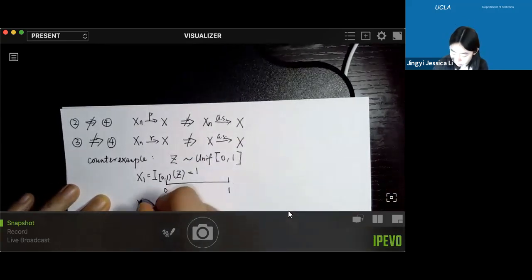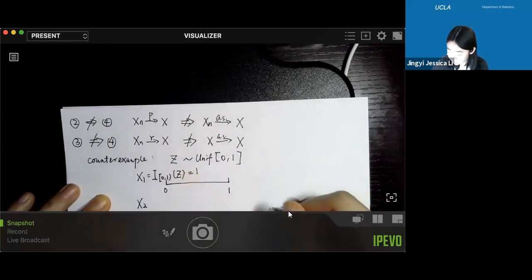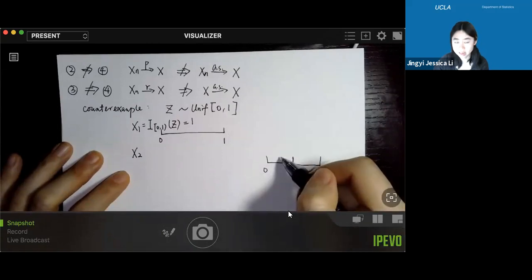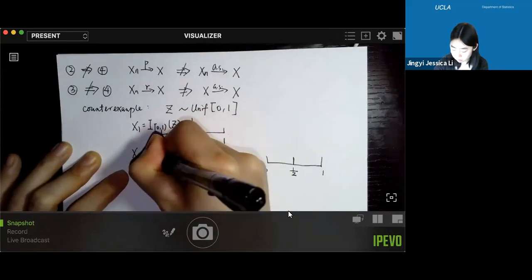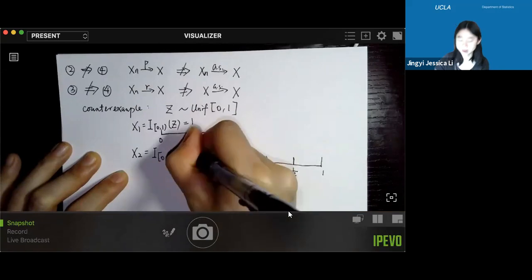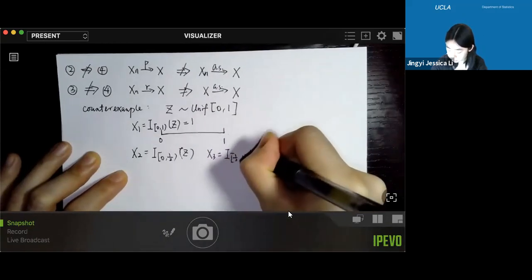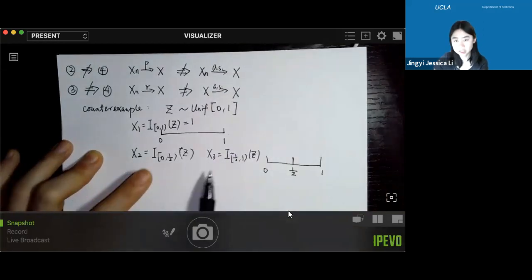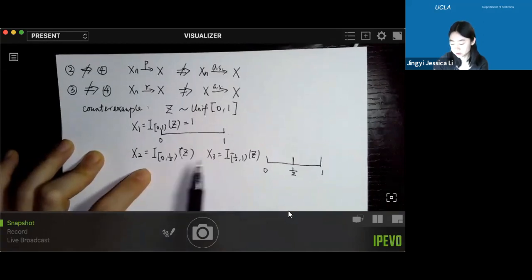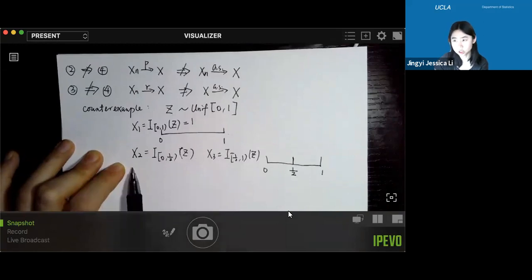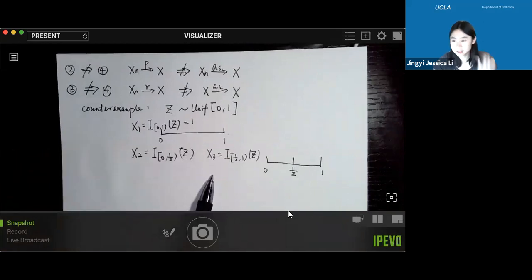And then I do my construction as follows. For x2 and x3, I will split the interval 0 to 1 into two halves. Whenever z falls in the first half, 0 to 1/2, I give x2 the value 1. And x3 is for the second half of the interval. You see, these two cannot both equal 1. Whenever x2 takes value 1, z is in the first interval, so x3 must be 0. Or if z falls into the second interval, x3 is 1 and x2 must be 0. Only one of them could be 1. That's the trick of the construction.